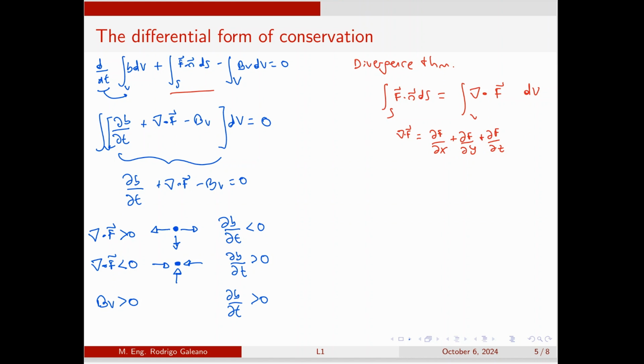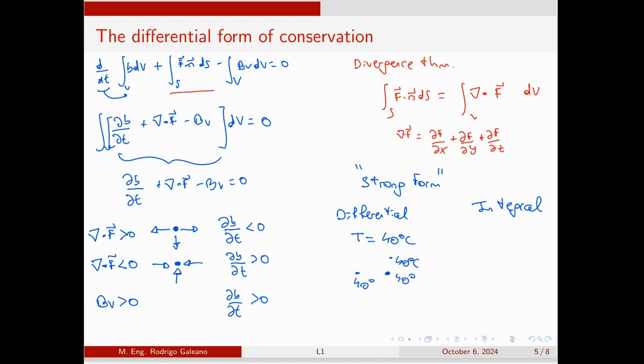Now, this equation is also called the strong form because it states the conservation equation in a very rigorous and restrictive form. Okay. Now, we have the two ways to write down the principle of conservation, which is the differential and the integral form. And I like to compare these two by specifying the temperature, for example, in a volume. The differential equation says if the temperature is, let's say, 40 degrees C, then at every point that we see in our domain, the temperature should also be 40 degrees.